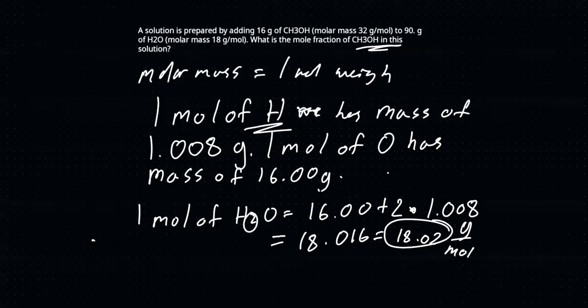Now, let's move on to this example here. The solution is prepared by adding 16 grams of methanol, CH3OH, which has a molar mass of 32 grams per mole, to 90 grams of H2O, which has a molar mass of 18 grams per mole. So here you don't want to derive the grams per mole yourself. You want to use what's given in the problem, and that's it.